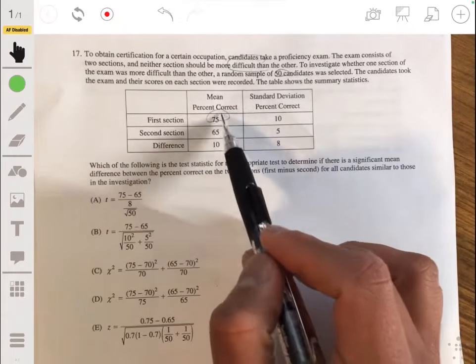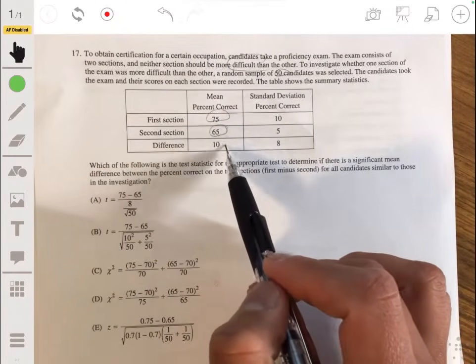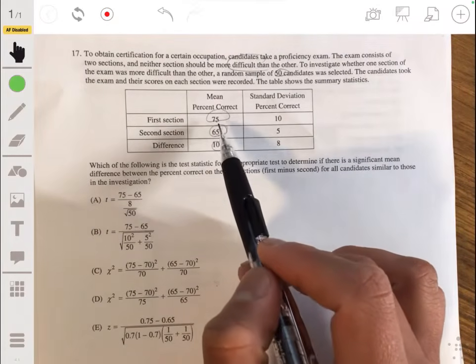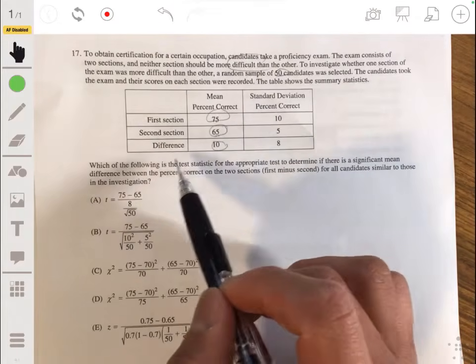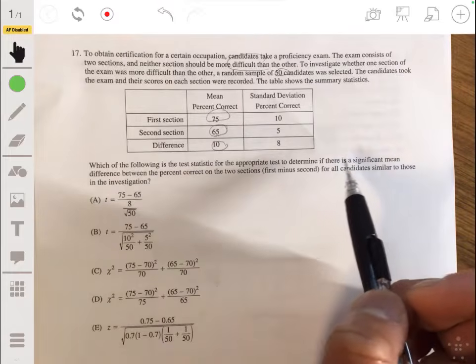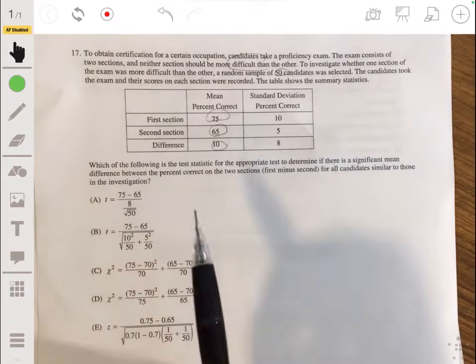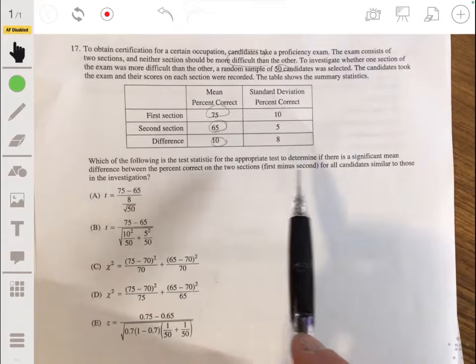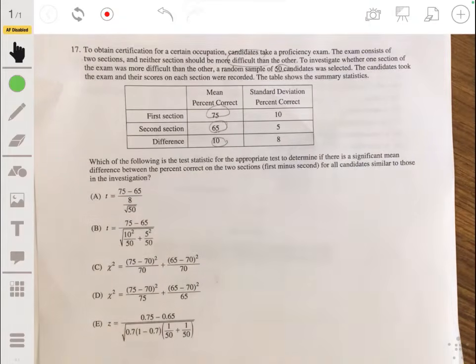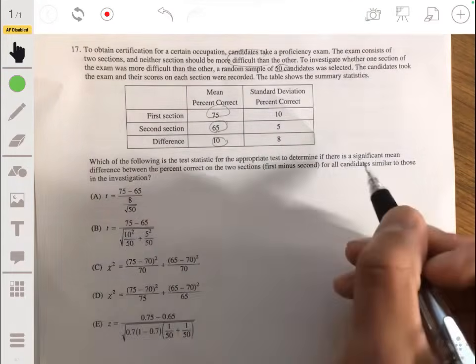All right, so it looks like they recorded the mean score in each section and then found the difference, where the first section mean minus second section mean. Which of the following is a test statistic for the appropriate test to determine if there is a significant mean difference between the percent correct on the 2 sections, first minus second, for all candidates similar to those in the investigation? Okay, so we're looking, again, at a test to determine if there is a significant difference between means.